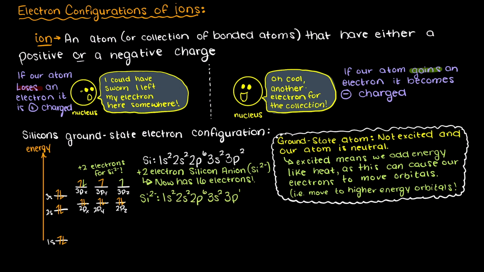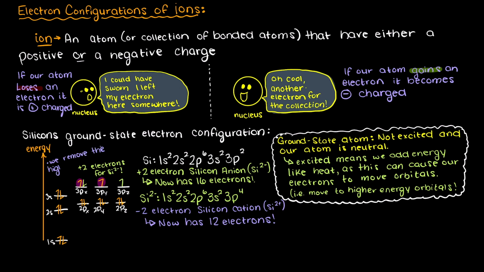But what if we were to be left with a positive 2 cation instead? Cation just means positively charged ion. Well, now we need to decide which electrons we are going to get rid of. And as you may have expected, it makes sense to get rid of the highest energy electrons, as they're the ones held least tightly by our atom's positively charged nucleus. So we just removed the last 2 electrons and we are left with the following electron configuration of our silicon cation.